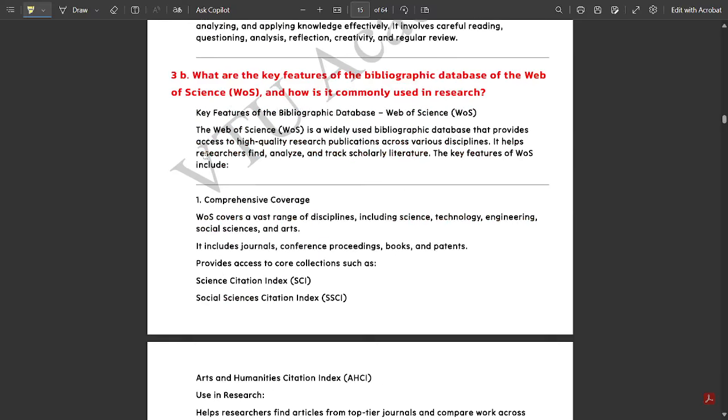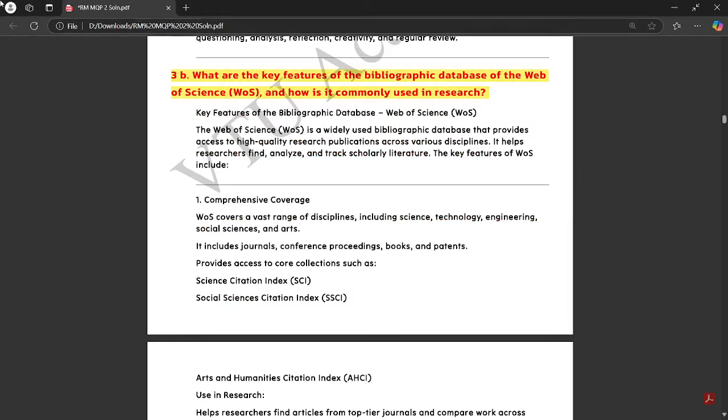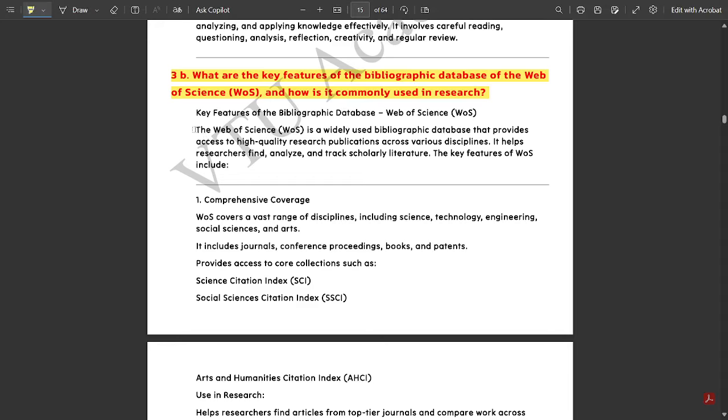Next, question 3B. What are the key features of the bibliographic database of the Web of Science, WOS, and how is it commonly used in research patterns? Some of the key features of the bibliographic database, Web of Science. The Web of Science, or WOS, is basically a widely used bibliographic database that provides access to high quality research publications across various disciplines. It helps researchers to find, analyze, and track scholarly literature. Let us see some of the key features.